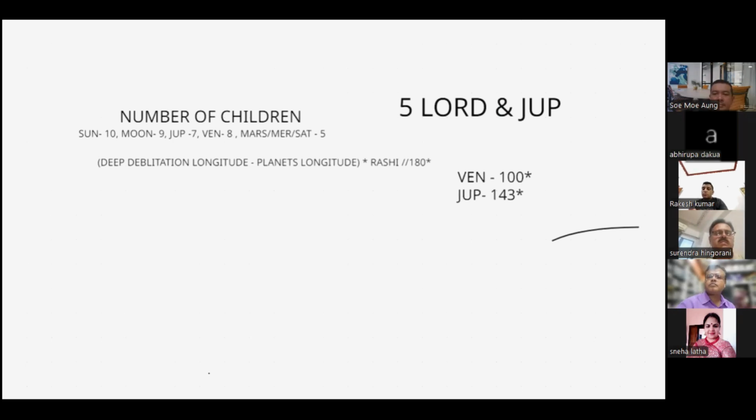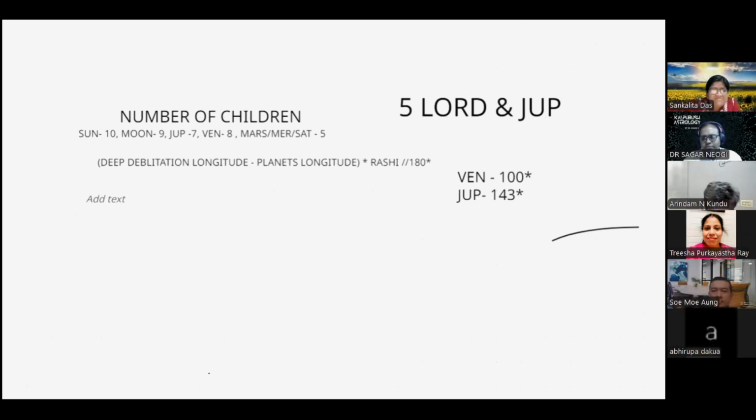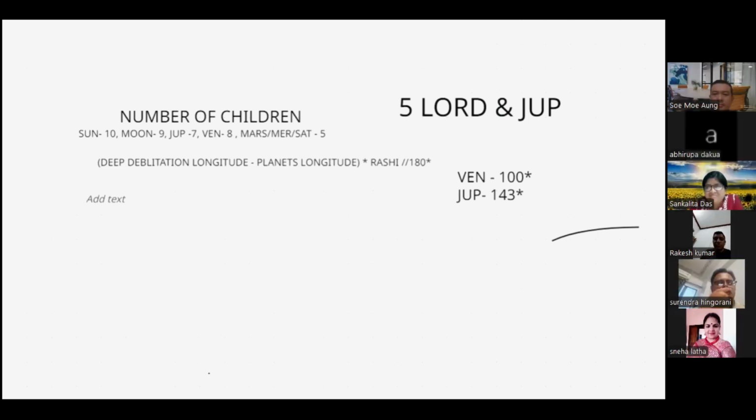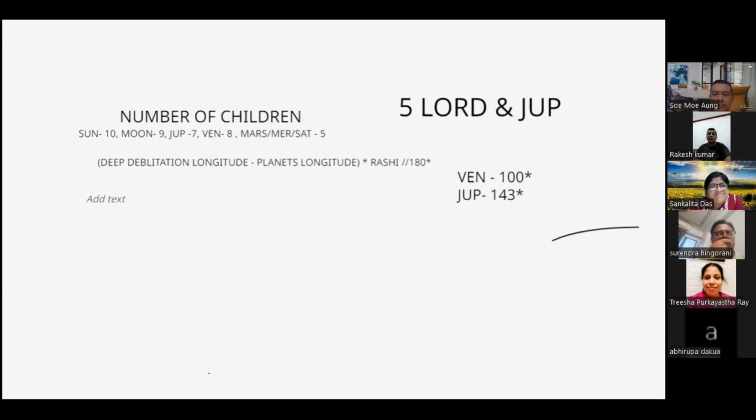Now, what is the deep debilitation longitude of Venus? We shall calculate Venus first. I am reading here from Venus. What is the deep debilitation of Venus? Venus is debilitated in... Rakeshji, where are you, sir? Pisces. No, sir. Venus is actually in Kanya Rashi, sir. Yes. Virgo.